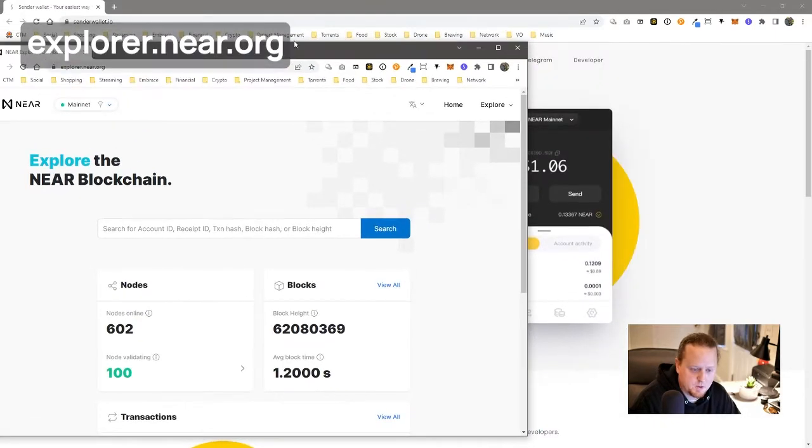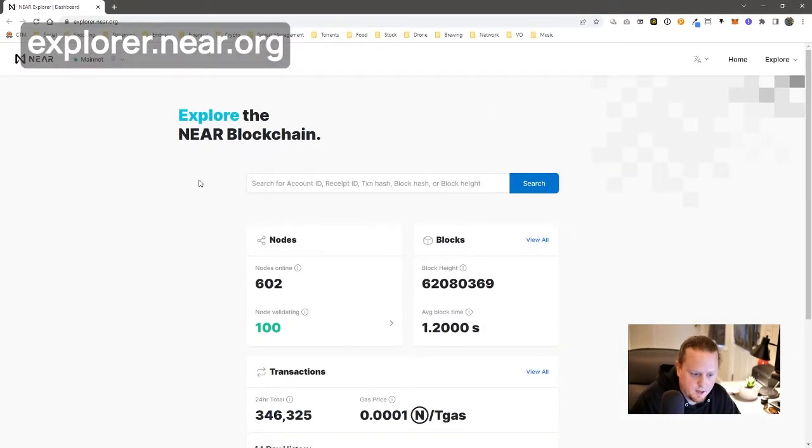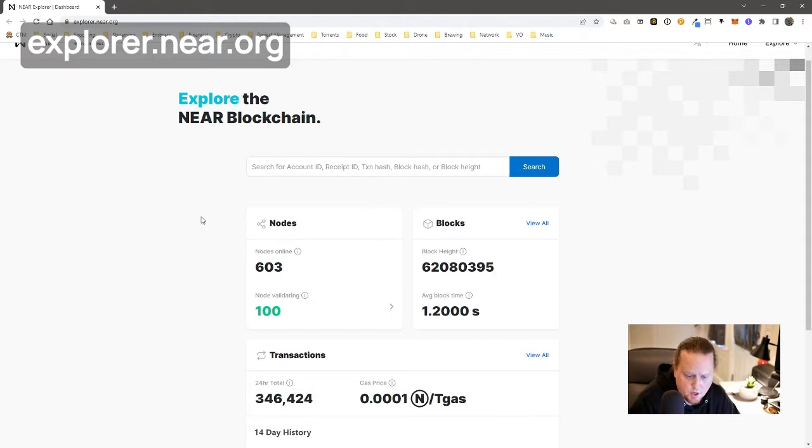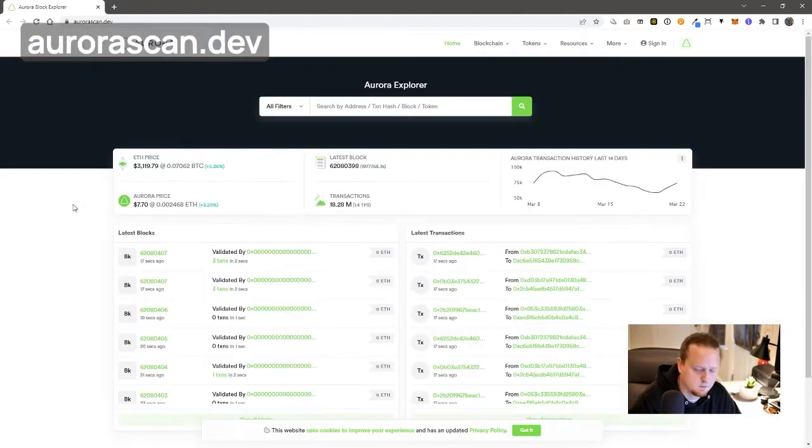If you're interested in exploring the Near blockchain, there is a utility that is located at explorer.near.org, and this allows you to manually browse blockchain transactions. You can view your own account, you can view other people's accounts, you can view all of the various transactions that occur on the blockchain. And similar to Near Explorer, we also have Aurorascan, which is the same functionality but for Aurora.